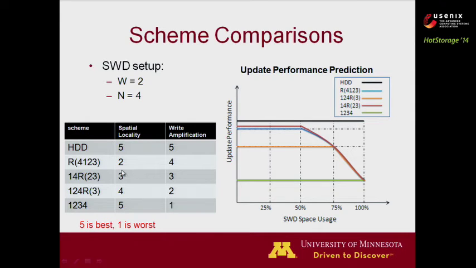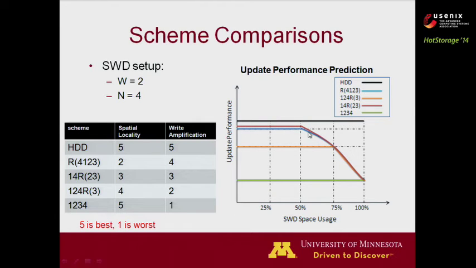And then we have those numbers for the new scheme. And 1, 2, 3, 4 is the conventional mapping scheme. It has very good spatial locality, but the write amplification overhead is killing. Okay, and the right-hand figure shows the performance comparison between all the schemes. The black line shows the update performance for the hard drive, and 1, 2, 3 is the performance for the conventional mapping scheme.